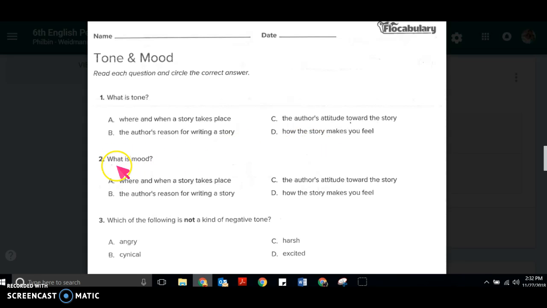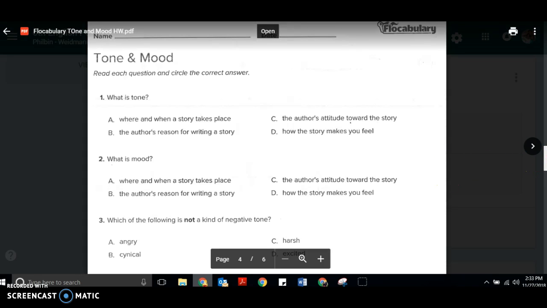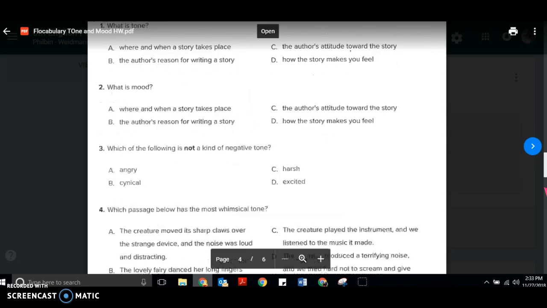Question number 2, what is mood? A. Where and when a story takes place. B. The author's reason for writing a story. C. The author's attitude toward the story. Or D. How the story makes you feel. Question number 3.